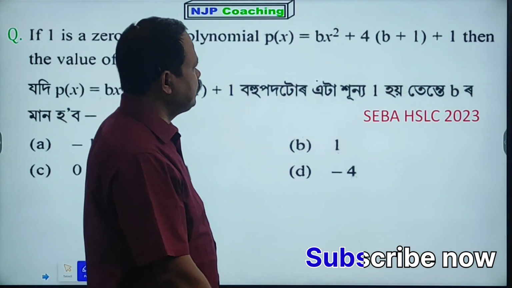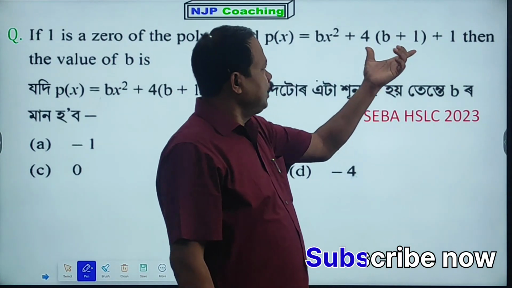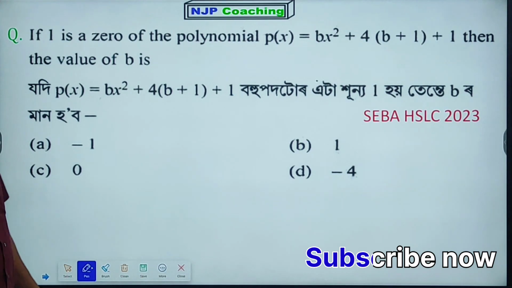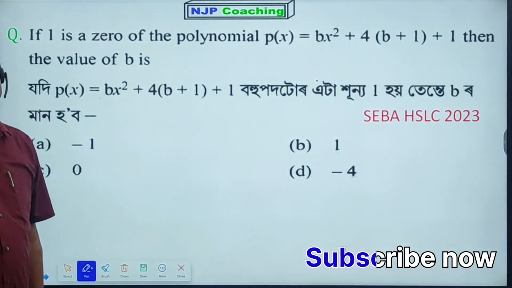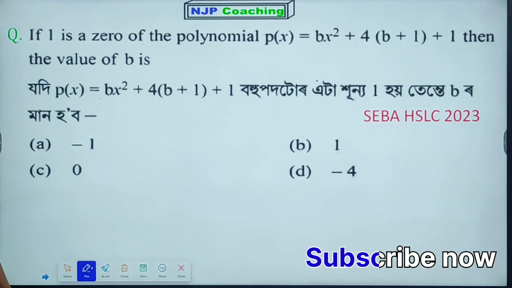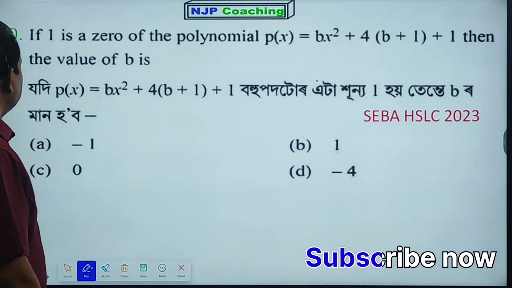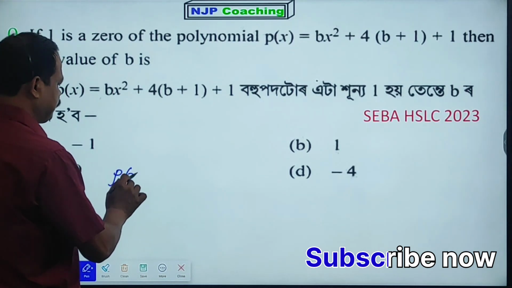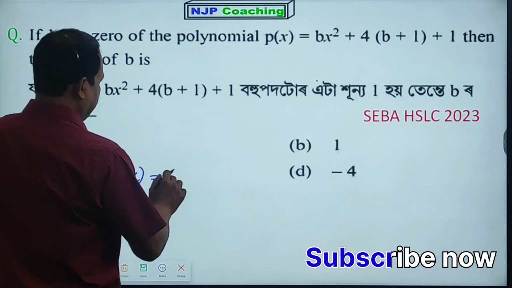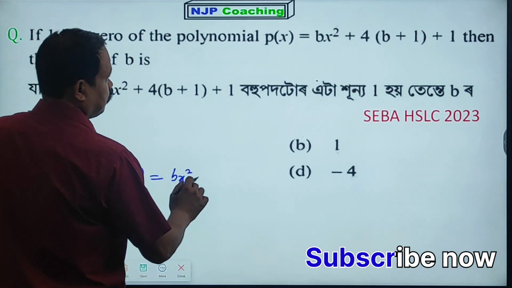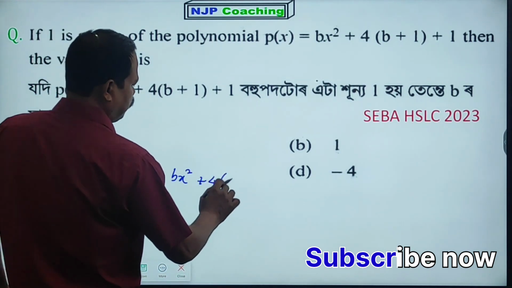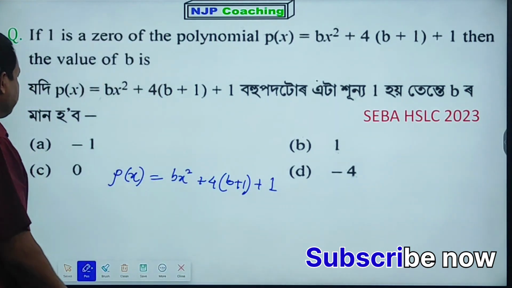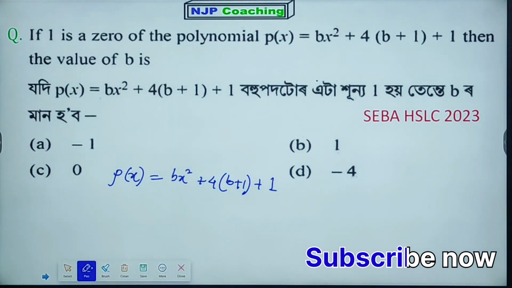This is a simple question. Seeing this bx square plus 4 into b plus 1 plus 1, do not think that this is a complicated question. The expression is given in this way. So first see what is the polynomial px. Polynomial px is equal to bx square plus 4 into b plus 1 plus 1. This is the polynomial. And 1 is a 0.